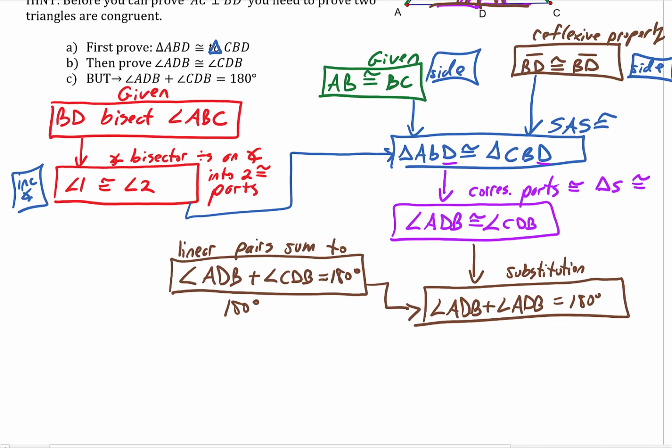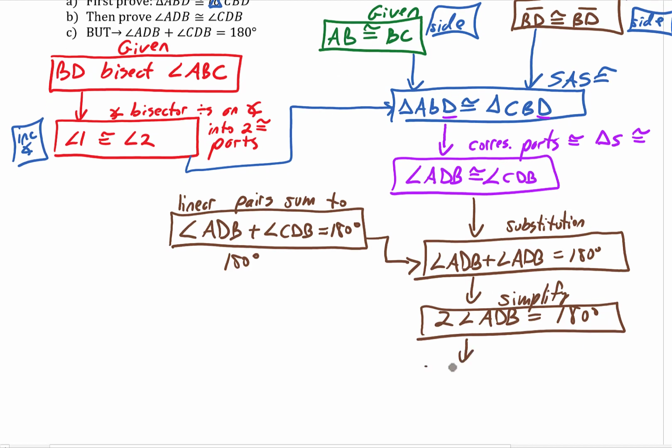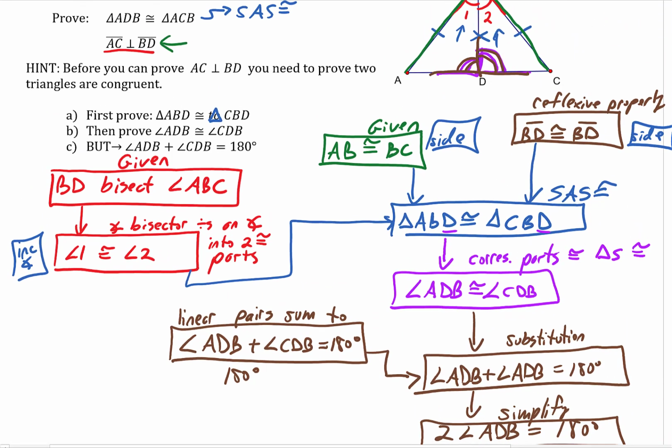Okay. As we go through this, we could just simply simplify. Two angle ADBs are equal to 180 degrees. Okay, we'll just say simplify. And then what we do is we divide both sides by 2, right? And we get angle ADB is equal to 90 degrees. And this is true because of the division property of equality, which we don't really use very often now. So we know that ADB is a right angle. ADB. That's all we really need now.